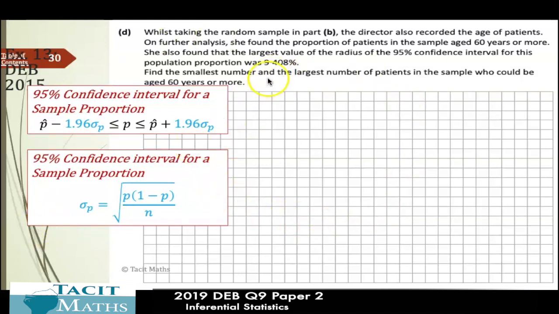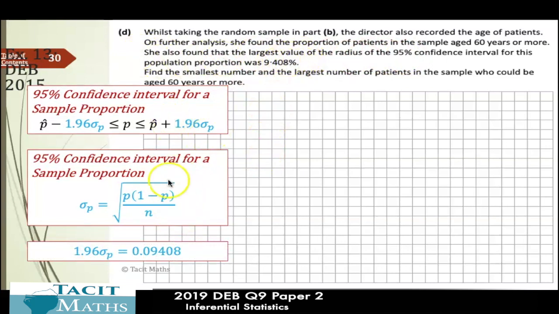Because now look at this sentence here, because this sentence is a bit mad really. So she found that the largest value of the radius, where are they getting radius from, of the 95% confidence interval is 9.408%. Now that's just a fancy way of saying that this value was 9.408%. So 1.96 multiplied by the standard error comes out as 9.408. Now that's quite a challenging way of expressing that, and you'd have to be a real top student to spot it.